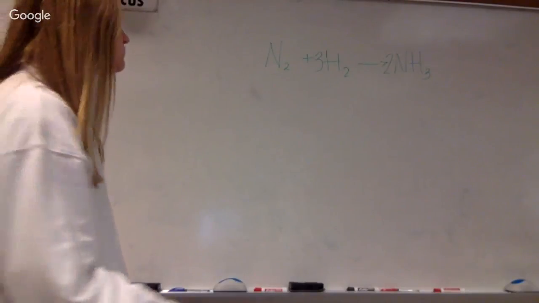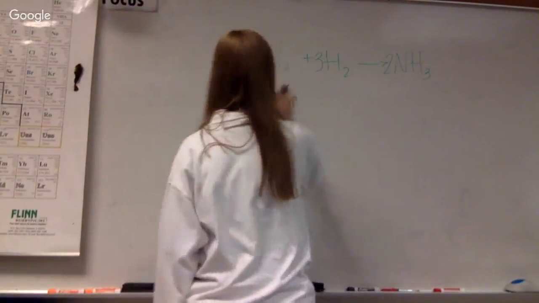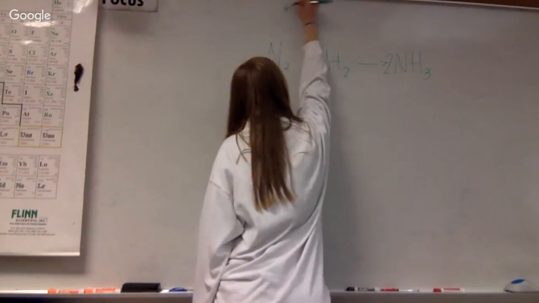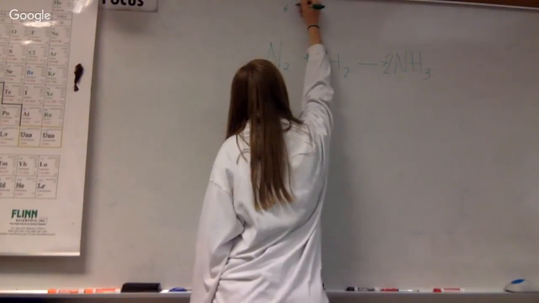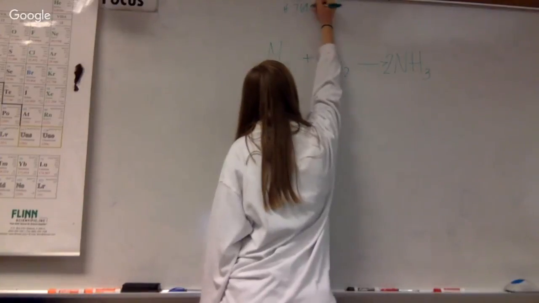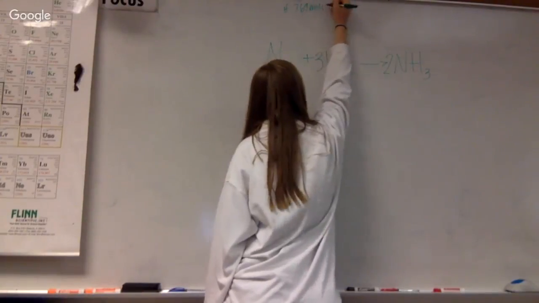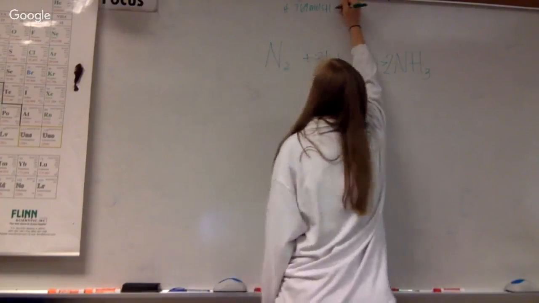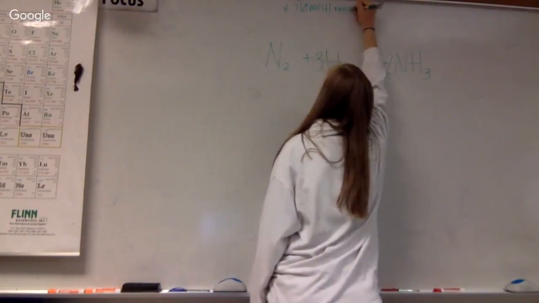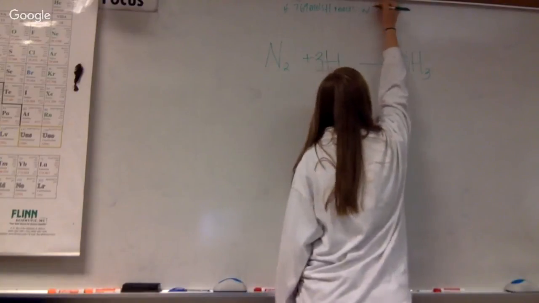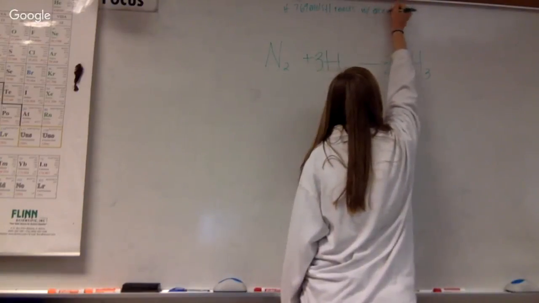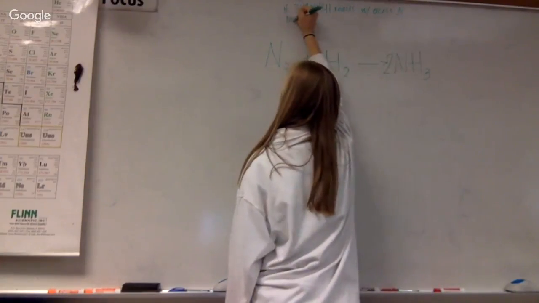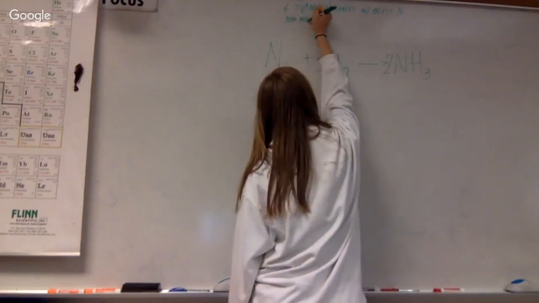Let's do a problem. Right at the very top, as high up as you can write, you say if 7.69 moles of hydrogen reacts with excess nitrogen, how many moles of ammonia are produced?